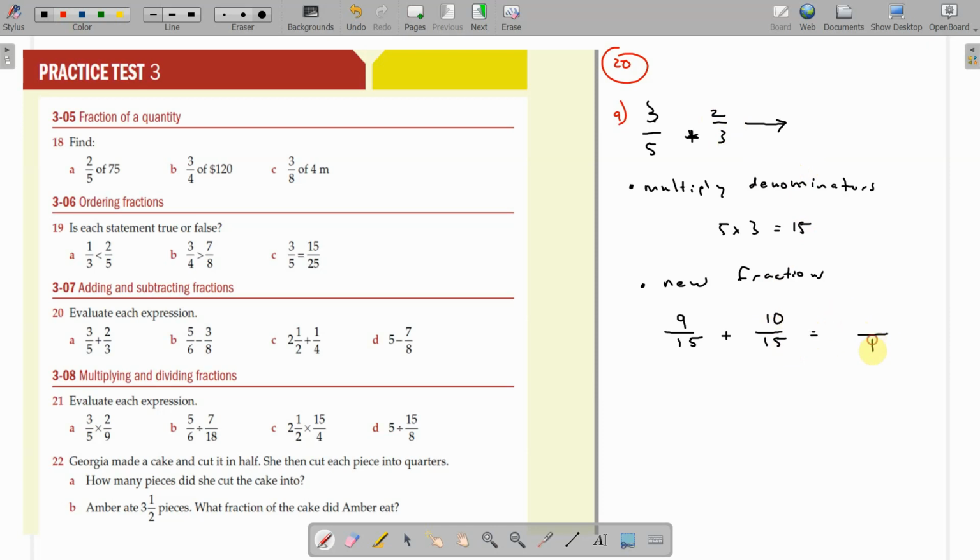Now we can add. Same denominator, 9 plus 10 is 19 over 15. That's our first one.